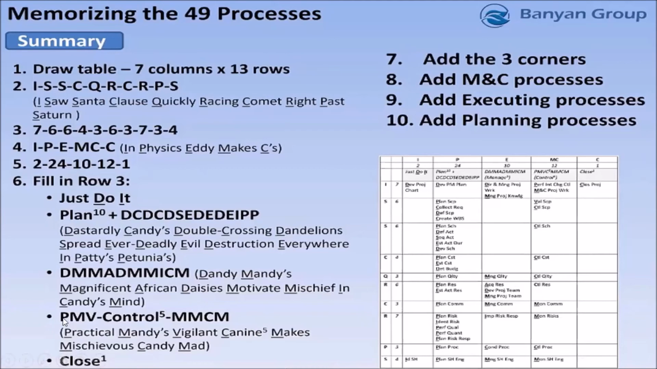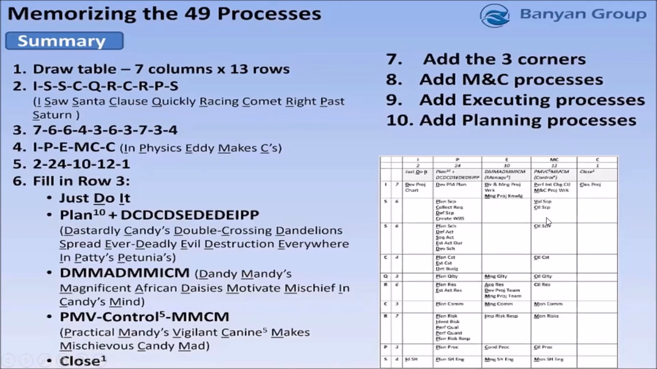What basically I'm trying to say is that you have PMV in the first three processes: perform integrated change control, monitor and control project work, then validate scope and control scope. You have the word change control. PMV control: perform integrated change control, monitor and control project work, validate scope, control scope. Then I have control 5.